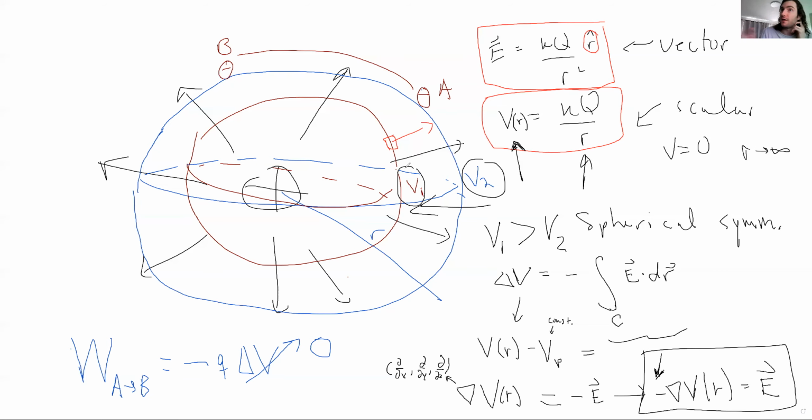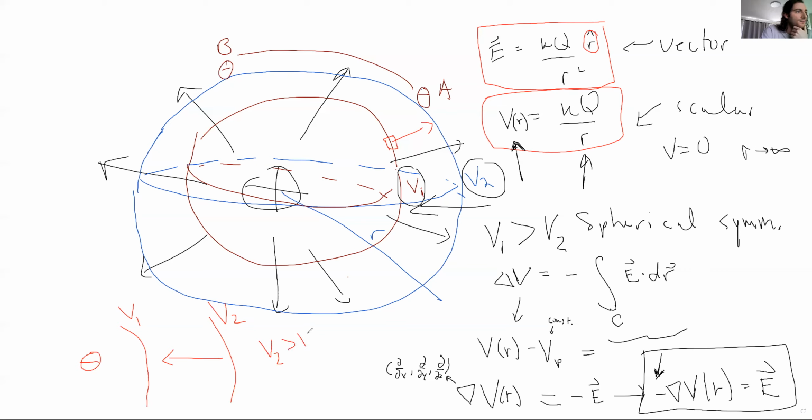Now for a negative charge, just flip the logic. Say we have a negative charge here in red. The electric potential V1 is now smaller than V2, and so the electric field is in this direction. So V2 is bigger than V1 for a negative charge. If you're further away from a negative charge, you're at a higher potential with respect to that charge. Okay, so that's how it works there.